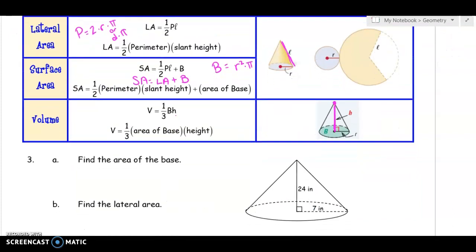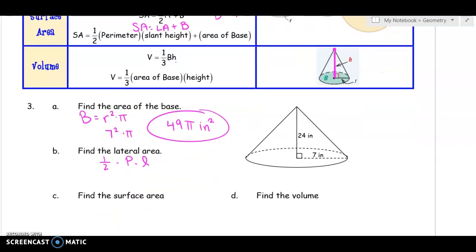All right, so let's try this. We're going to find the area of the base. The base is a circle. Area of the base is radius squared times pi. The radius is 7. 7 squared times pi. You're going to get 49 pi square inches. The lateral area is 1/2 times the perimeter of the base times the slant height. Perimeter of the base means circumference. So the perimeter of the base is 2 times radius times pi. 2 times 7 times pi. You're going to get 14 pi inches.